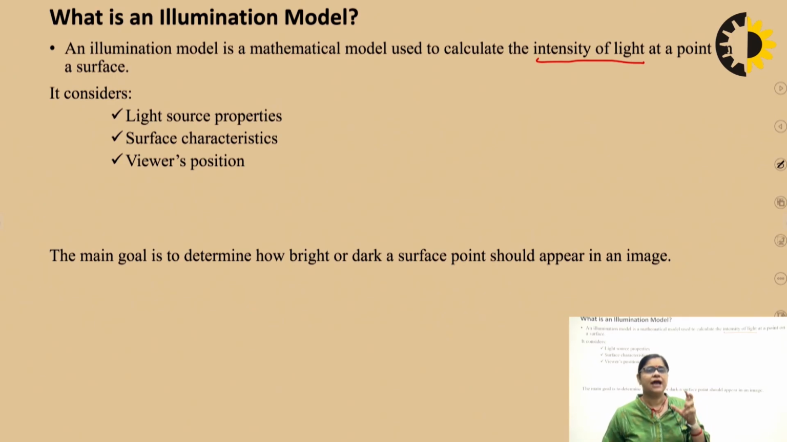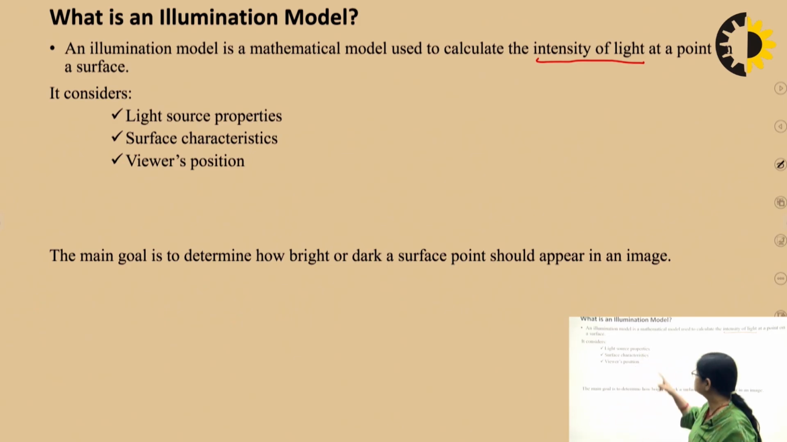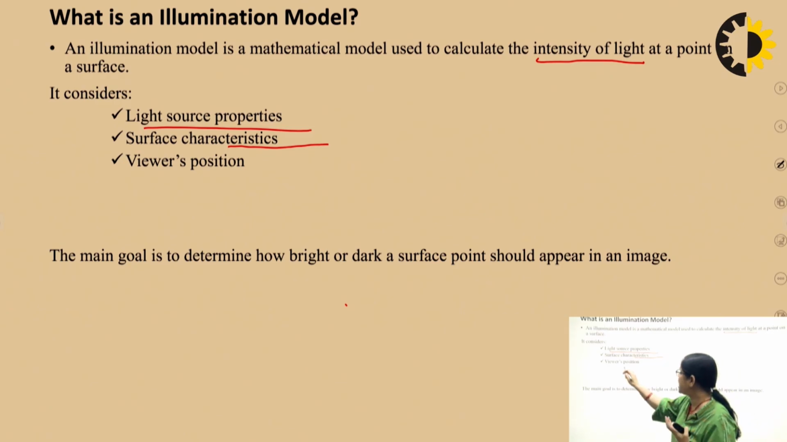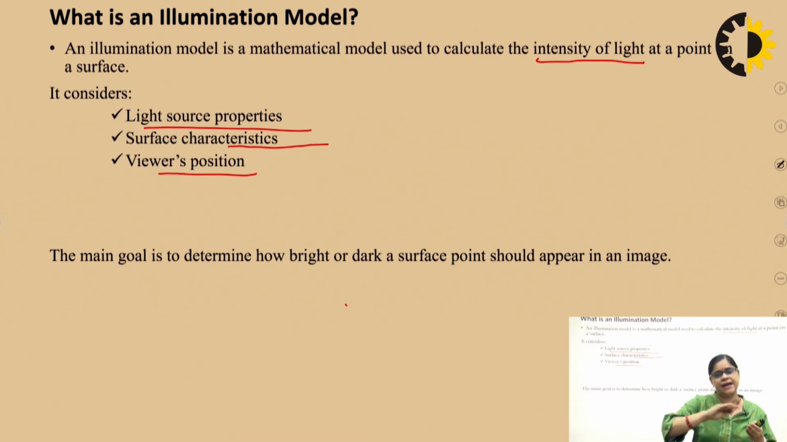intensity of light at a point on a surface normally considers the light source properties. Then we take the surface characteristics. Then we discuss the viewer's position. You have to understand what we mean by illumination: how the light is falling on an object and how it is reflecting back. So again, light is falling, and that's why we discuss the light source property.